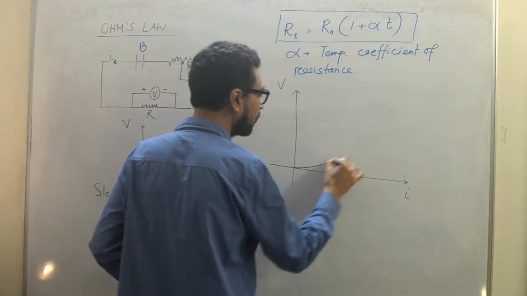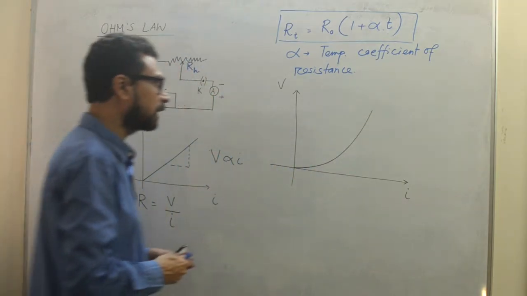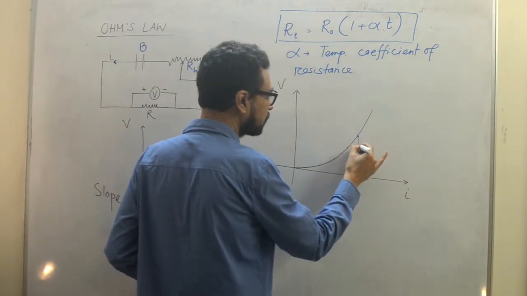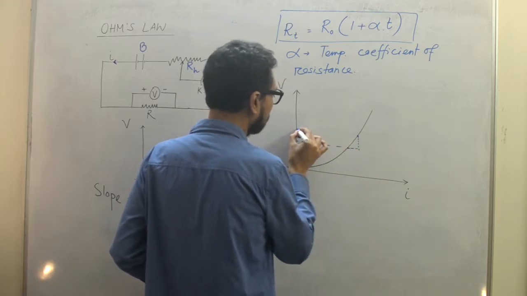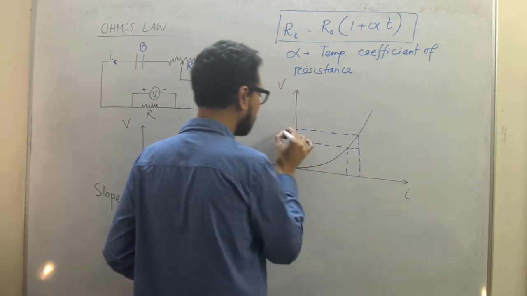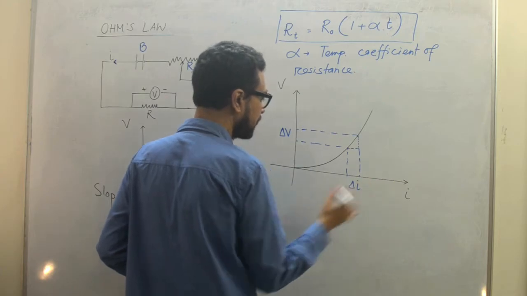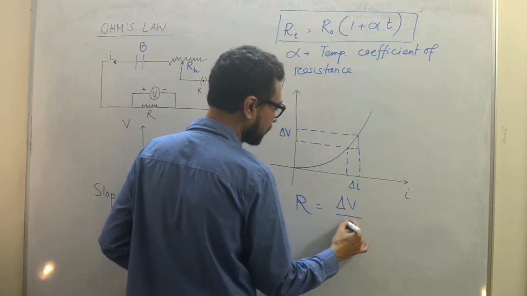And for a non-ohmic graph, we'll be getting a curve, not a straight line. In that case, you'll choose certain points, and we calculate the change in potential as well as the change in current. So this will give me the change in potential, this will give me the change in current, and the resistance is given like this.